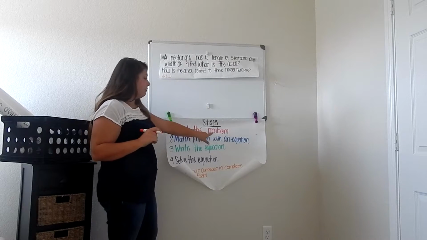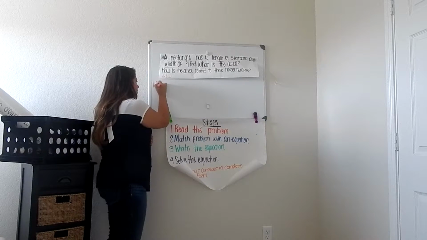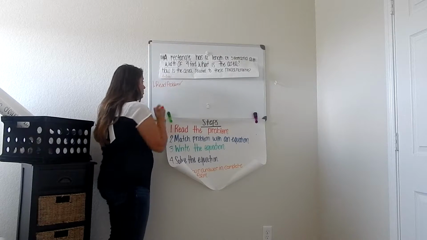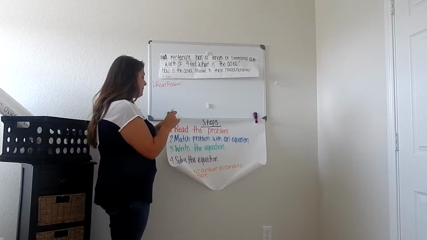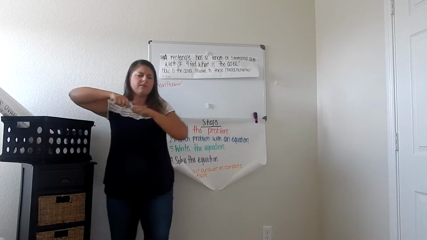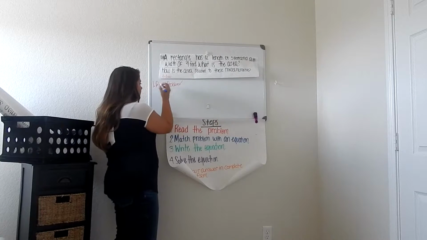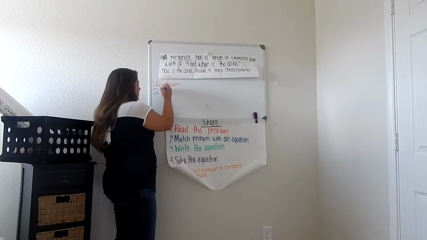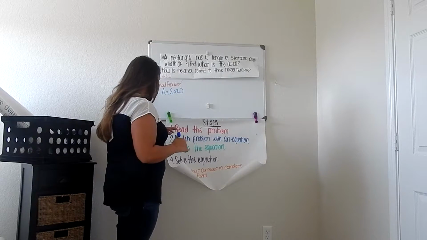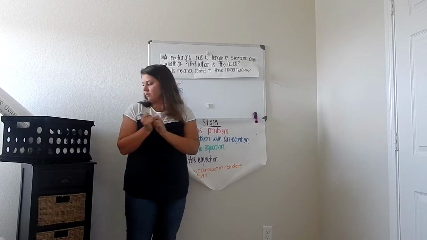Okay, so we read the problem, right? So we can check that. We did. Good job. All right, our second step is matching the problem with an equation or a function. Okay, and you kind of did that for us already. So we figured out that our equation or our function for the problem is going to be area equals length times width. Okay, and we wrote the equation as well. So let's do that.